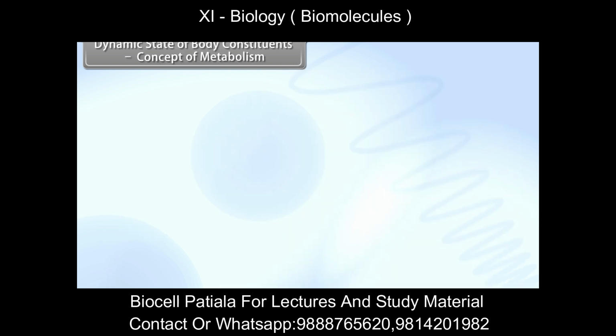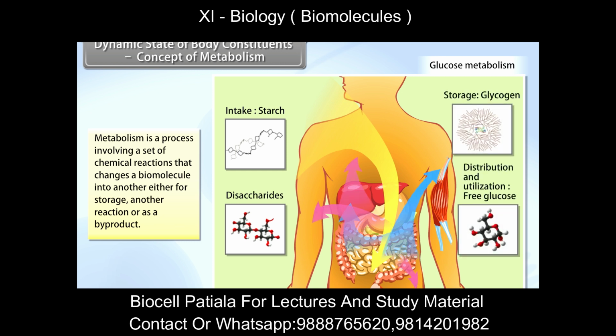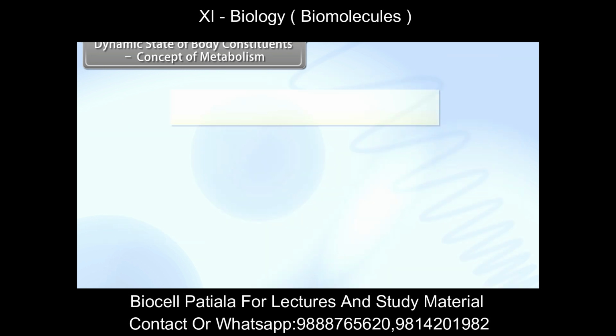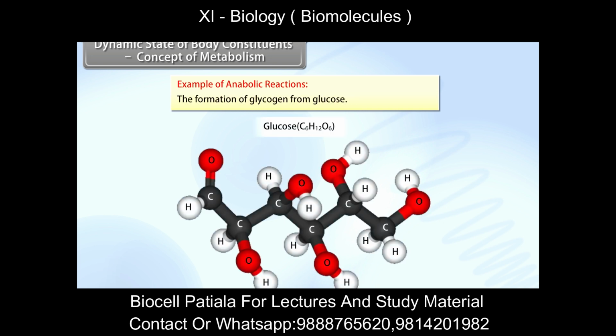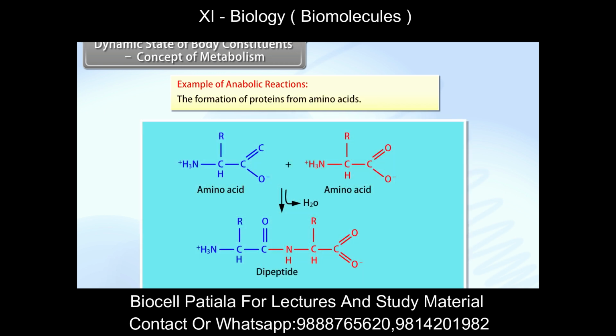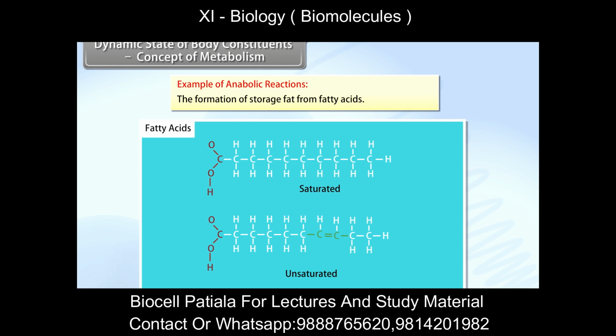Dynamic state of body constituents. Concept of metabolism. Metabolism is a process involving a set of chemical reactions that changes a biomolecule into another, either for storage, another reaction, or as a byproduct. Examples of anabolic reactions: the formation of glycogen from glucose, the formation of proteins from amino acids, and the formation of storage fat from fatty acids.